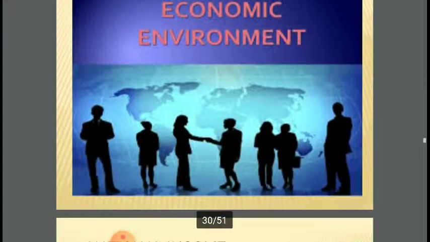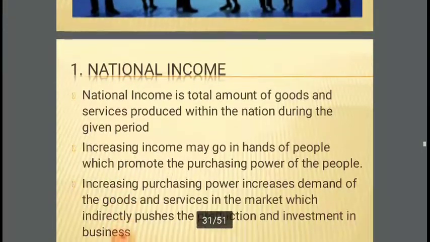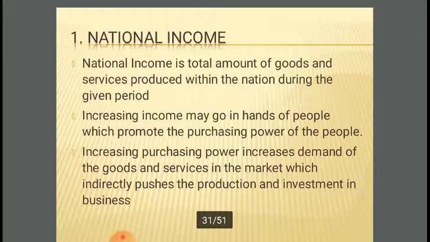Economic environment. The first component of the economic environment is national income. What is national income? National income is the total income of the total population. The definition given here is: national income is the total amount of goods and services produced within the nation during a given period of time. Increasing income in the hands of people promotes the purchasing power of people.